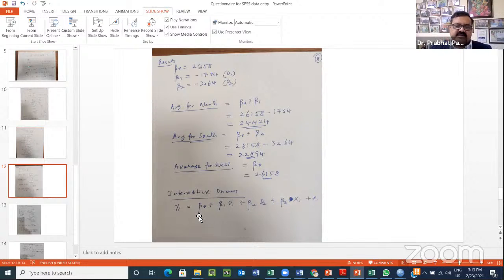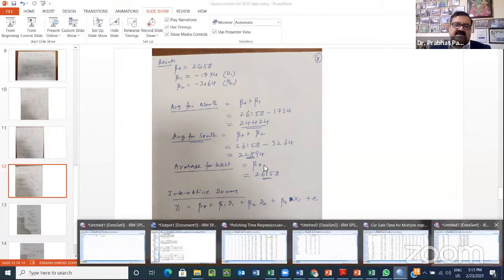When you take the covariate in the model, your equation becomes y equals beta 0 plus beta 1 D1 plus beta 2 D2, the two usual dummies, plus beta 3 X for the covariate, where X is your spending. So there is one variable that you are inserting into it.